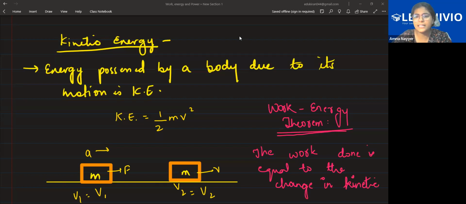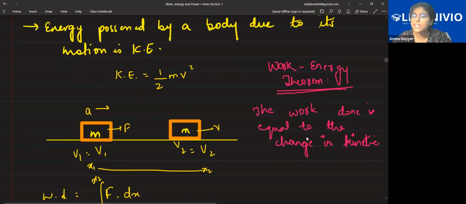Can be said as change in kinetic energy. Yes, work done gets stored in the form of kinetic energy. So it is change in kinetic energy only. Yes, correct, Zainab. So work done is equal to a change in kinetic energy. So we say work done is equal to the change in kinetic energy.